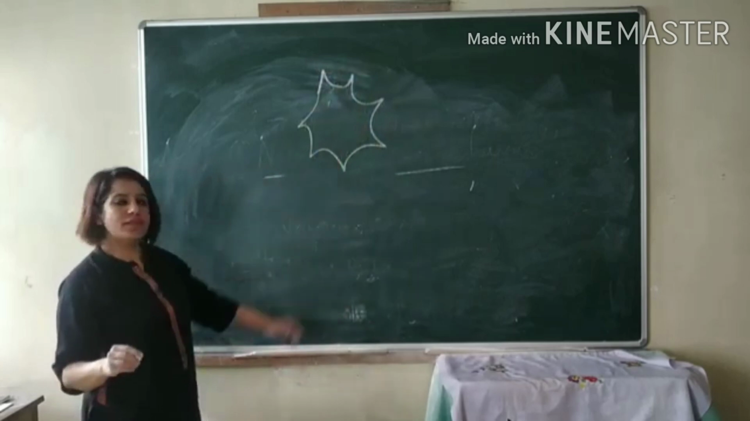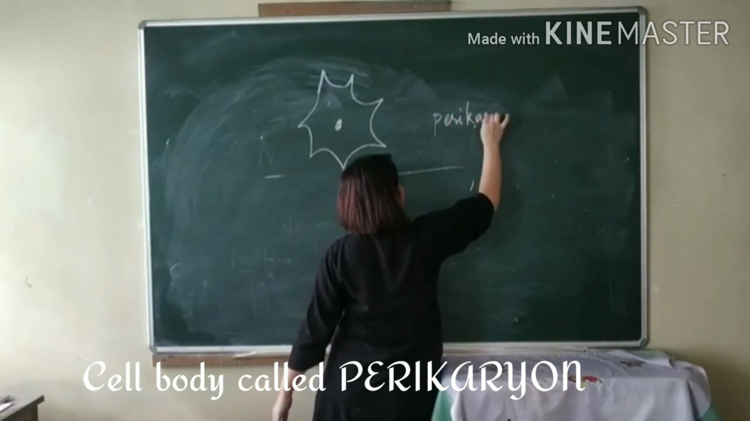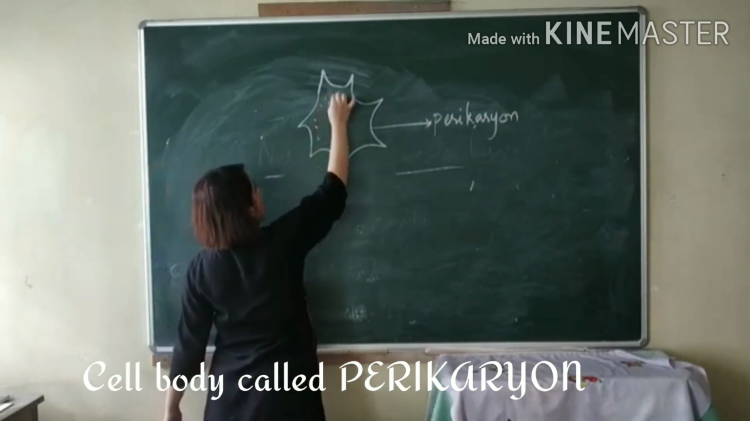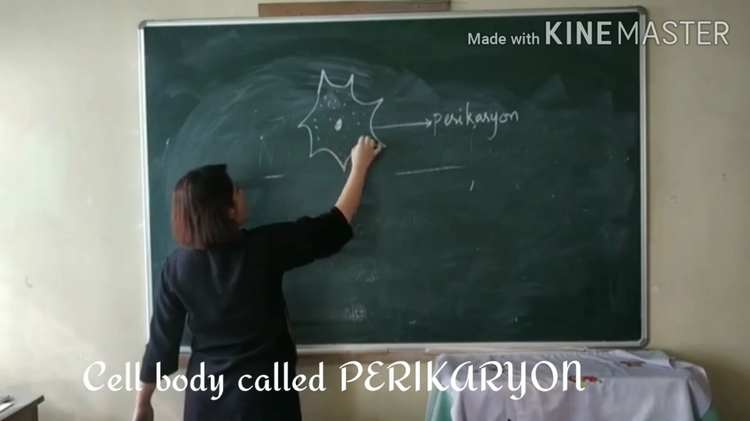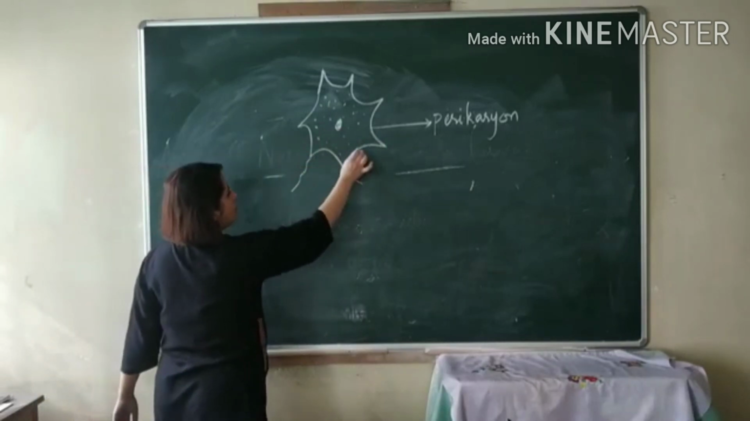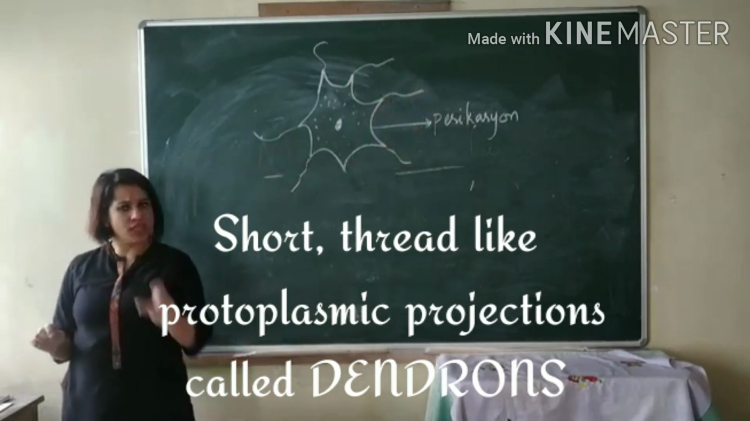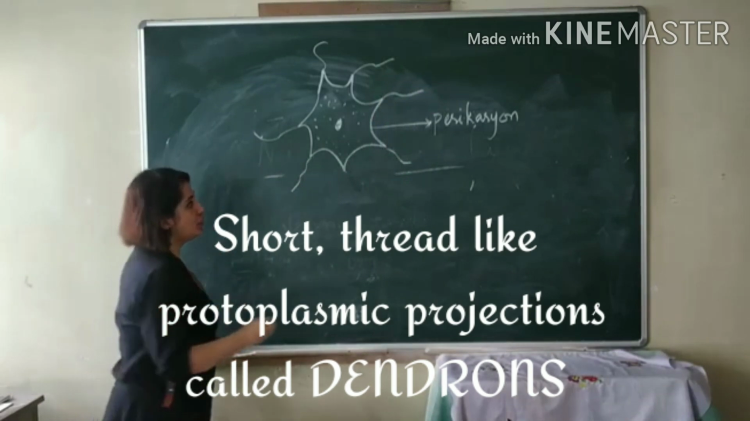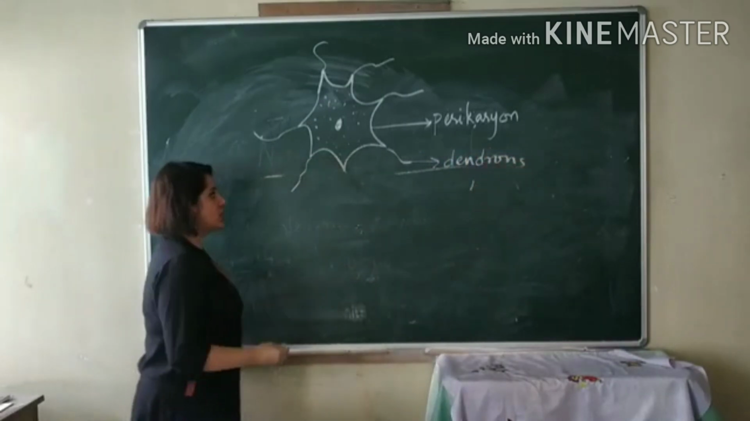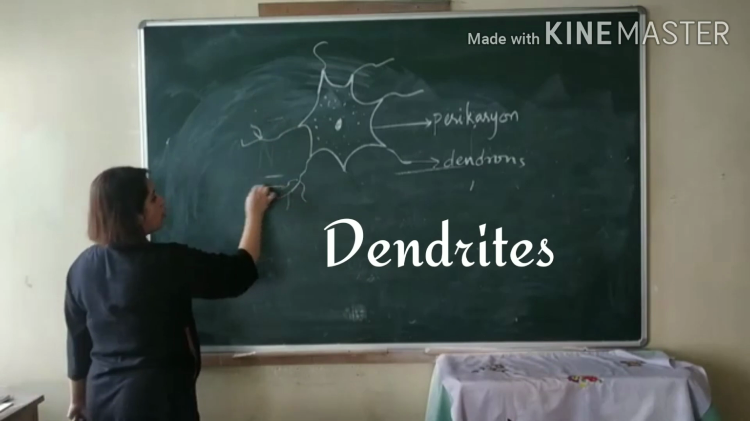A neuron consists of a cell body which is called the perikaryon. The perikaryon consists of cytoplasm and a centrally located nucleus. Arising from this perikaryon are short thread-like protoplasmic projections, which are called dendrons. The dendrons are branched into smaller thread-like protoplasmic projections called dendrites.